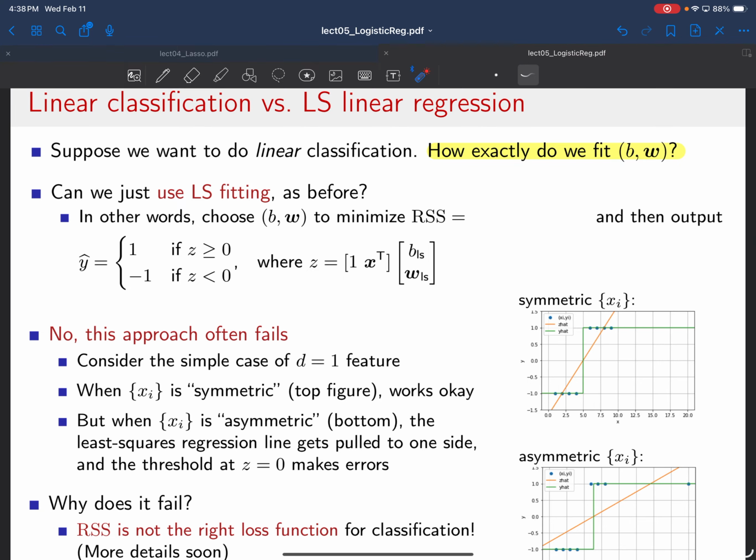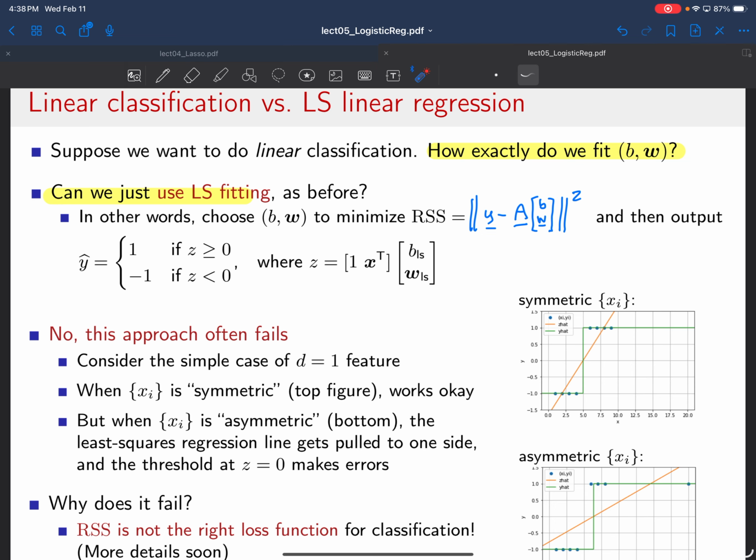This is the question: can we just use least squares fitting? For the RSS, we can write this as the norm of the training vector Y minus the A matrix, which is like the features but also has that first column of ones, times the B vector stacked on top of the W vector to make a vector of trainable coefficients. This is going to be our RSS. So we can figure out in closed form the B and the W that minimize this on the training data.